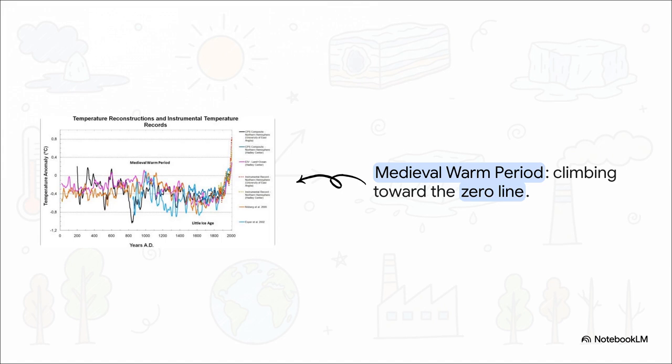Now, what's really interesting about this slide is how several of our colored reconstruction lines, particularly the pink, dark blue, and orange lines, start to peak. They climb right up out of that lower negative territory and hover much closer to the 0 anomaly line. Actually, a few of the lines even briefly kiss or cross the 0 line right around the year 1000. It's a very distinct, visible upward trend recognized across multiple independent models.